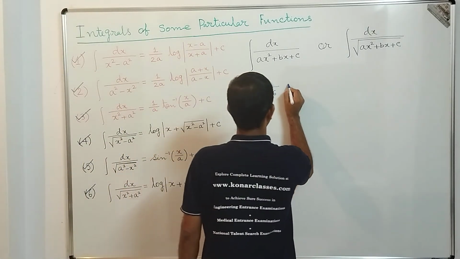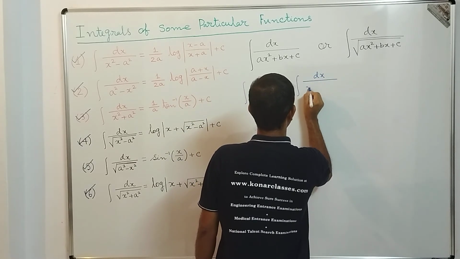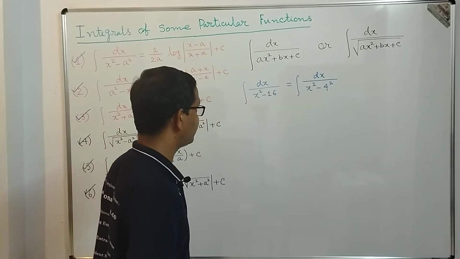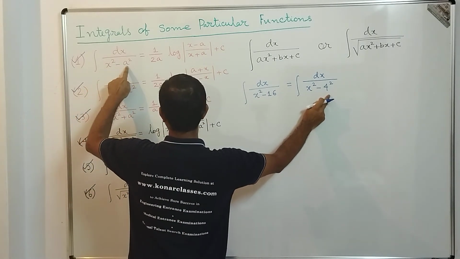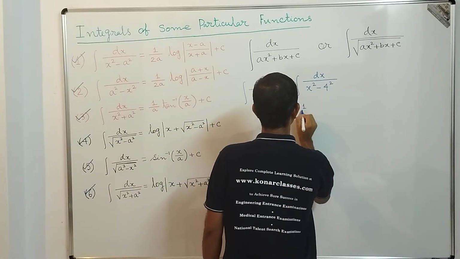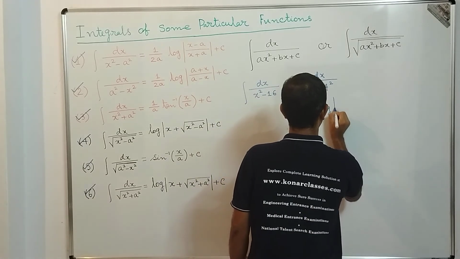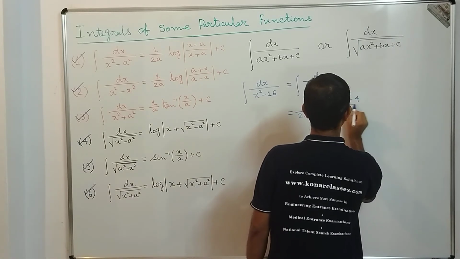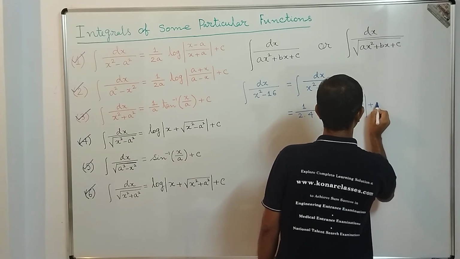So what we write here is equal to integration dx by x square minus 4 square. 16 is nothing but 4 square, na? So this is in the form integration dx by x square minus a square, where a is nothing but 4. So what is the formula? The formula is 1 by 2 into a, so 1 by 2 into 4, and then log mod x minus a by x plus a. That means x minus 4 divided by x plus 4 plus c, one integrating constant.